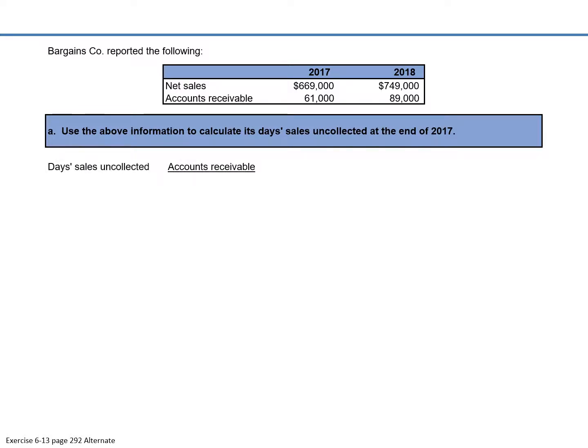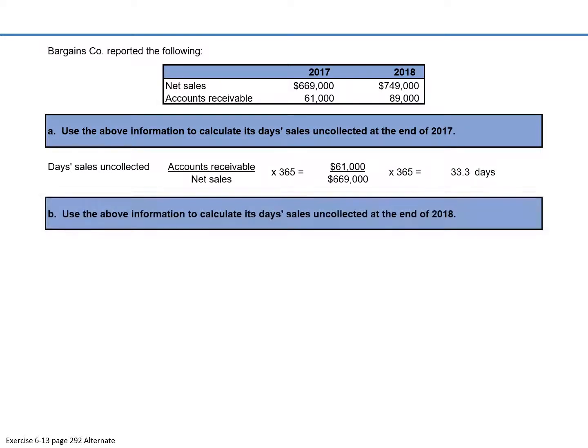All right, so again, accounts receivable divided by net sales times 365. So for the 2017 year, we have $61,000 of accounts receivable divided by $669,000 of net sales times 365 is 33.3 days. And then in 18, same idea, right? This time we're going to take our accounts receivable of 89,000 divided by our sales of 749,000 times 365, 43.4 days.